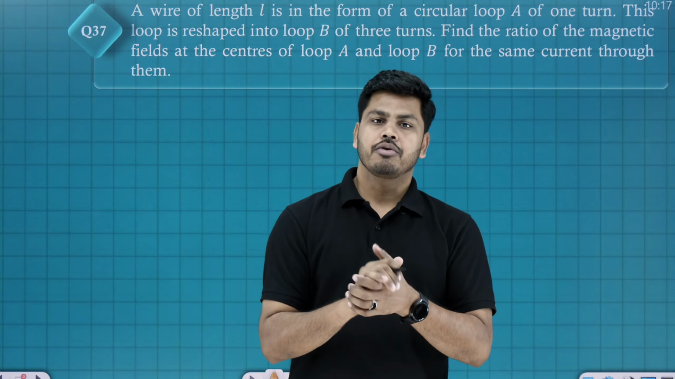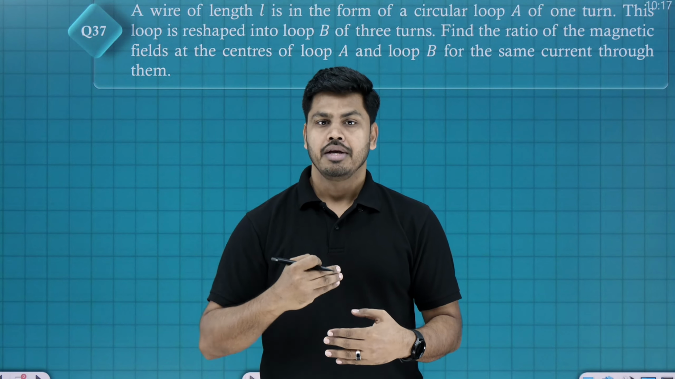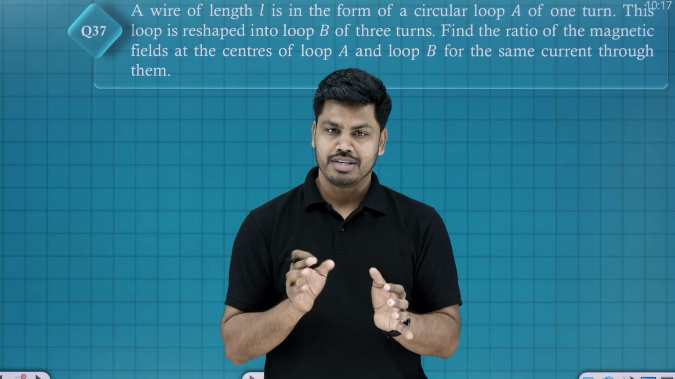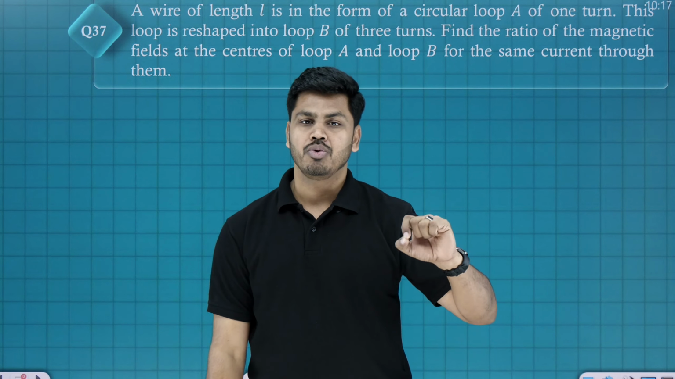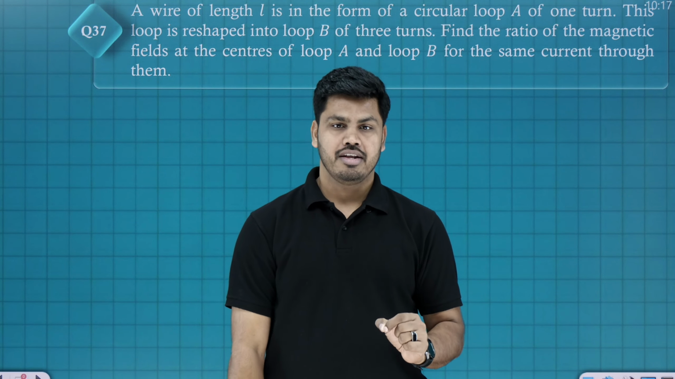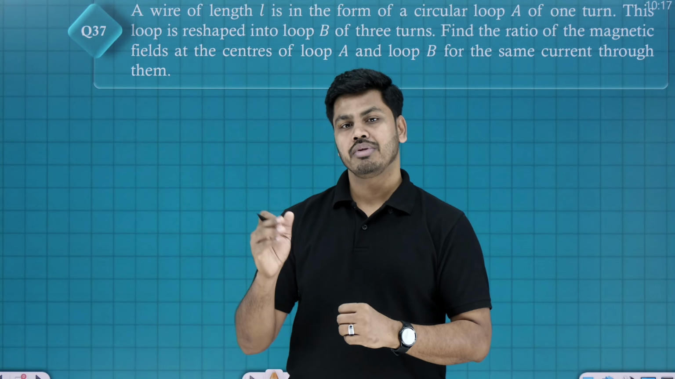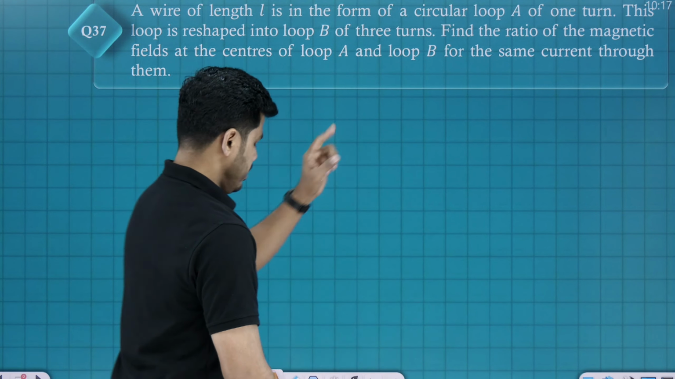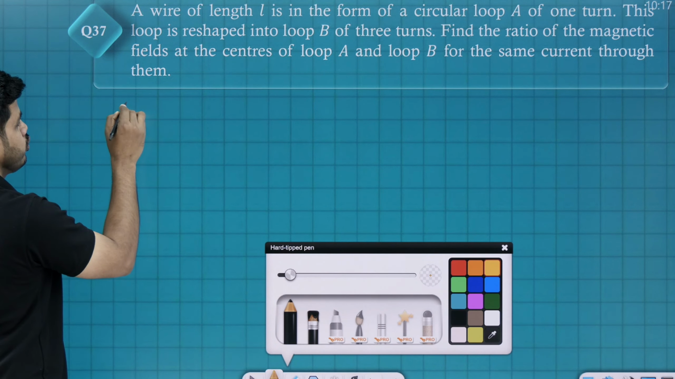See, the question is based on the magnetic field at the center of a circular loop, right? Magnetic field at the center of a circular loop. As an application of Biot-Savart law, we learned the equation as B is equal to mu naught I by 2A, right? Where A is the radius of the loop. And if you have n number of turns, we have to multiply with n also, right? So let us consider the first loop, okay?